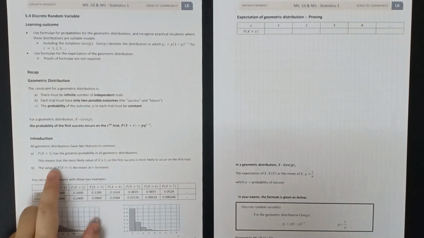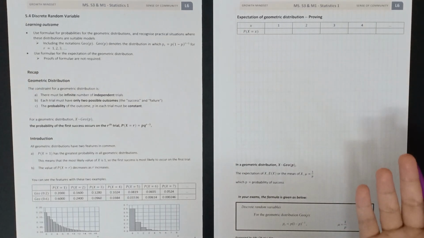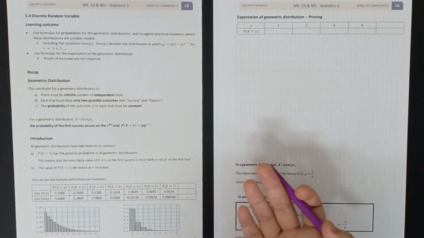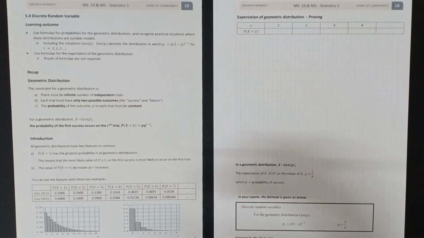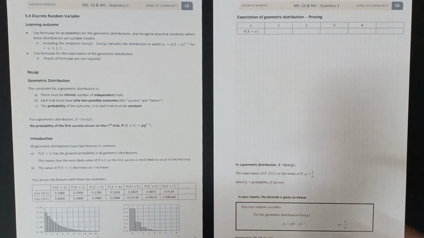Then the value of your probability decreases when your r increases. Meaning when your number of trials increases, the probability for you to get the first success will be decreasing. It's very common sense, because we are talking about the first success, so of course the most likely occurrence will be on the first trial. As you continue, you accumulate more and more failures, so the probability of getting the first success decreases.